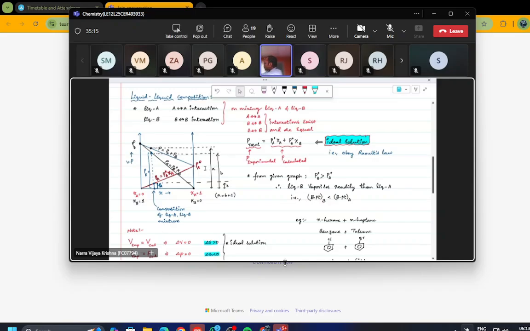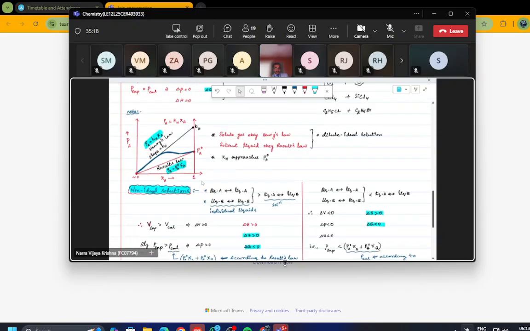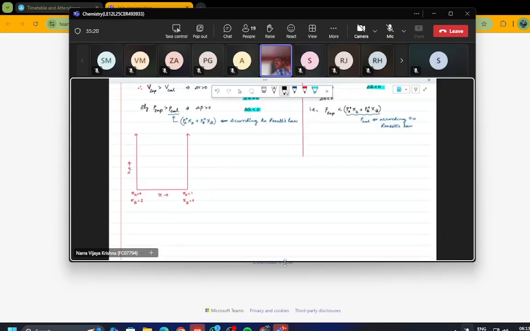I am continuing the same statement again and again. So if it is ideal, this is PB naught. Let this be PA naught. If it is ideal, I will get a graph like this. Correct? For the net total solution pressure also, you will get a graph like this.